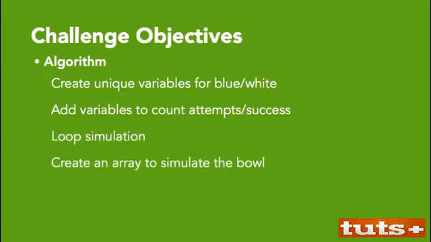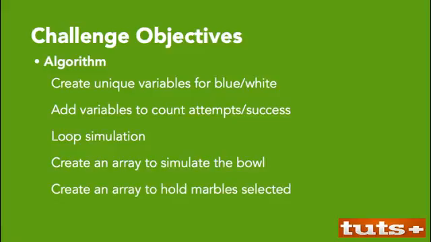Create an array to simulate the bowl. So the array will have 6 objects that hold the unique variables for blue and white. 3 of those objects should represent blue and 3 should represent white at the beginning. Create a second array that only has 3 marbles. This array holds the marbles that were randomly selected.